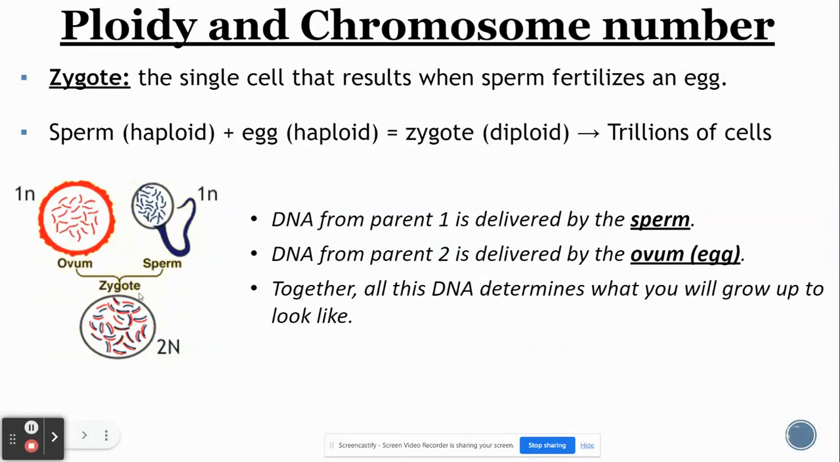So you can see this image here. This is the egg or ovum. This is a sperm. When they combine together, they make the zygote. When you have haploid, we usually represent that by N, just one N, and the sperm, one N as well. But when they come together to make diploid, it's 2N. And all these 46 chromosomes have the DNA instructions that will basically tell you what you're going to look like when you grow up.